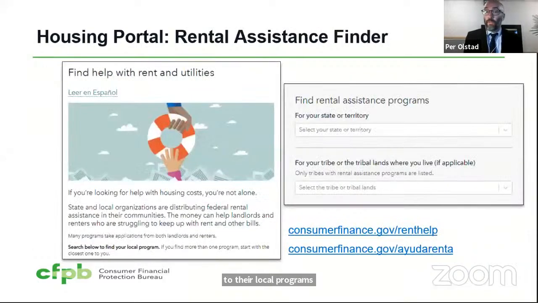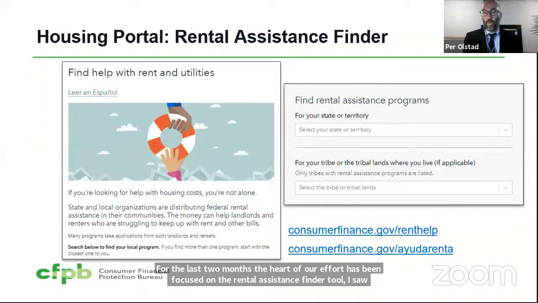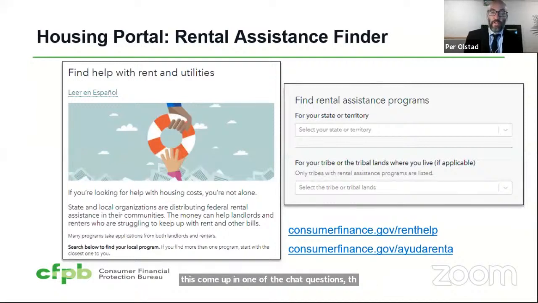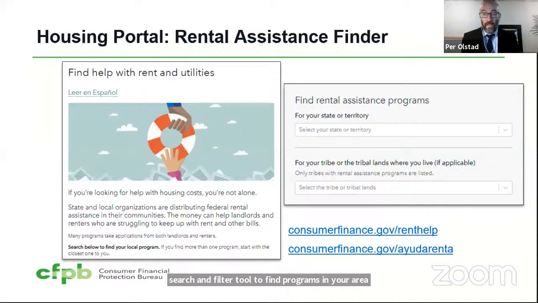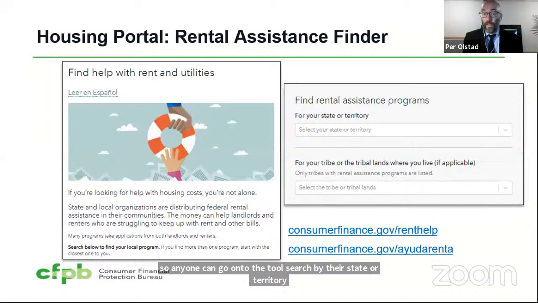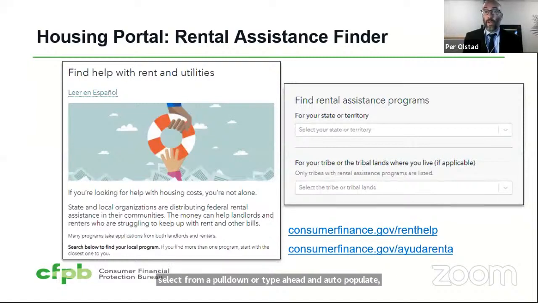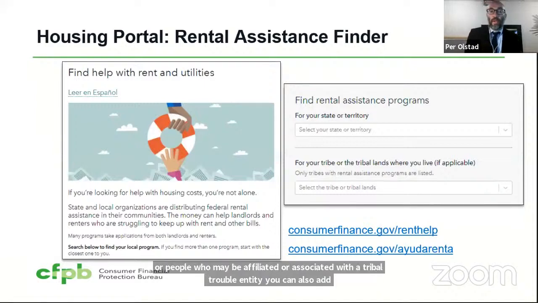But over the last 2 months, the heart of our efforts has been focused on what we call the Rental Assistance Finder tool. I saw this come up as one of the chat questions, the Q&A questions. This is the single best way for anyone anywhere in the country to find what programs are available in their community. It's complicated on the back end, but a very simple search and filter tool on the front end to find programs in your area. Anyone can go onto the tool and search by their state or territory, and you can either select from a pull down or type ahead and it'll auto-populate. For people who may be affiliated with a tribe or tribal entity, you can also add that, but it's an additive feature, not an alternate one or the other. And next slide.